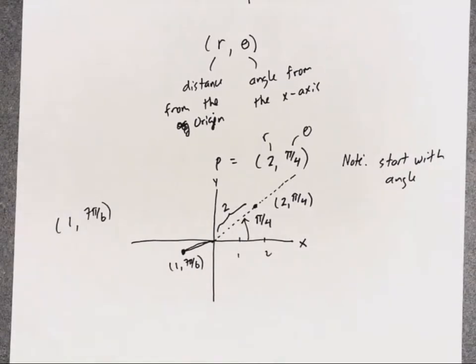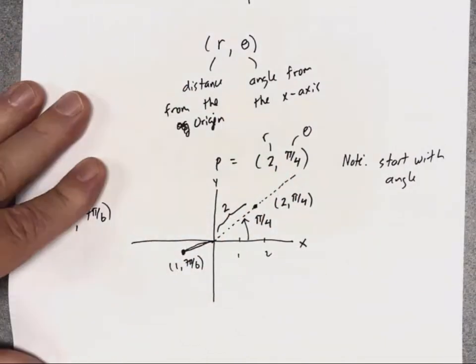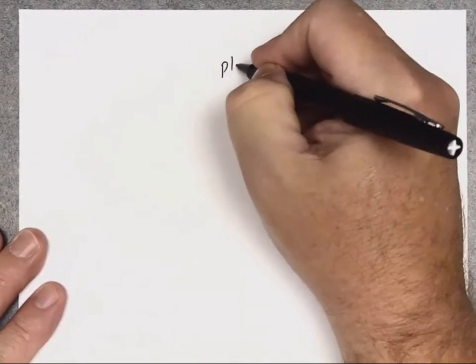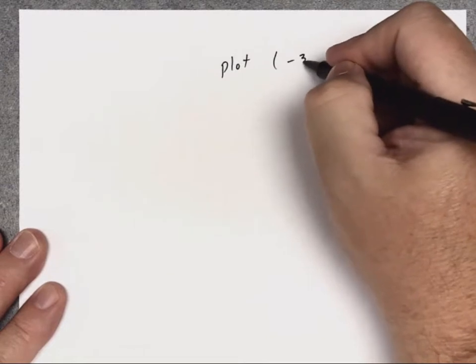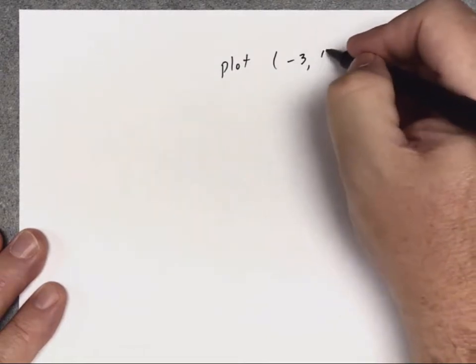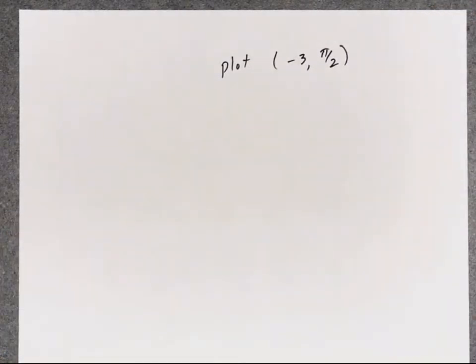However, there are a couple twists that can happen with polar coordinates. Both these points I've gone over so far have both positive r and positive theta, but it doesn't have to be that way. For instance, how about I want to plot the point (-3, 3 pi over 2), where that is in polar coordinates.